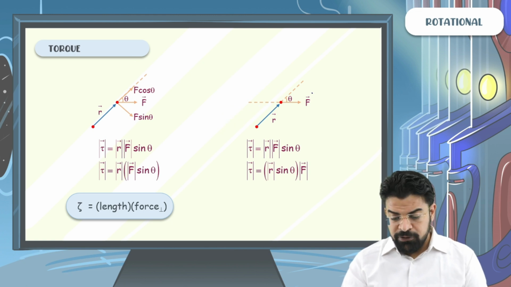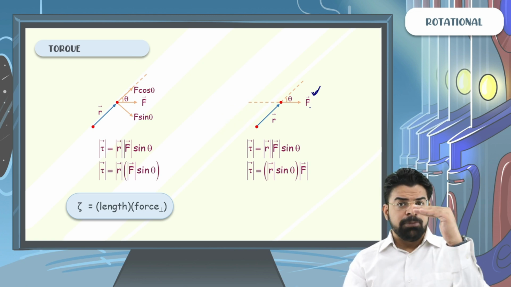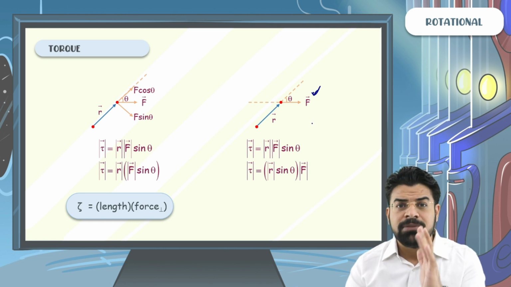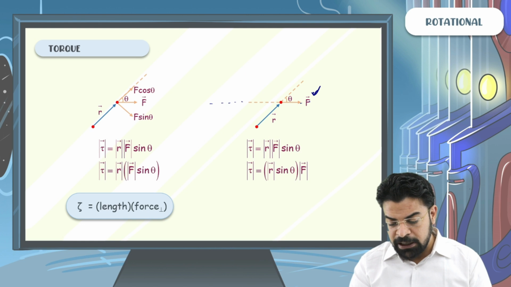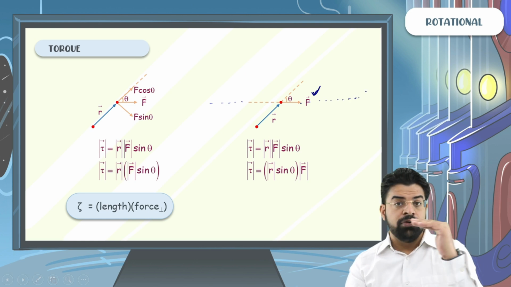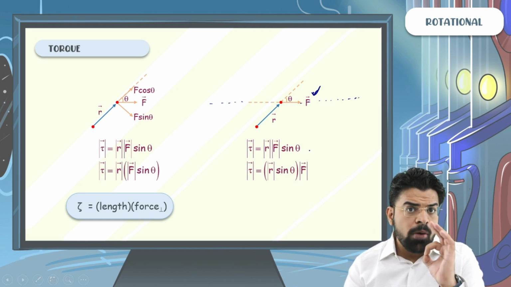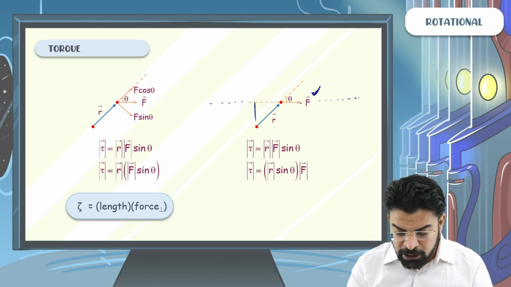So if, let's say, the force acts in this particular direction, we use a term called the line of action of force. So extend the line of action of the force, that is, the line along which the force acts, and then drop a perpendicular from the point on the line.